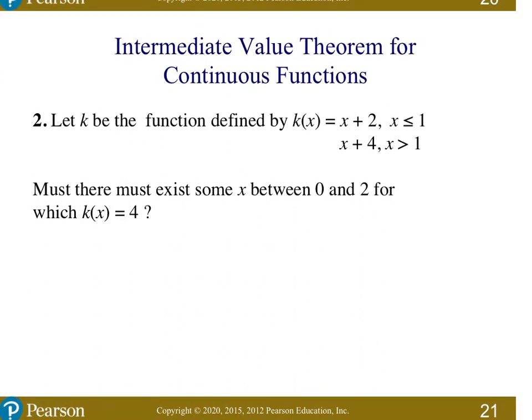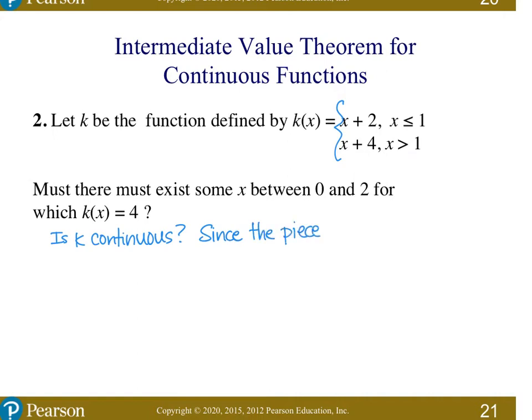Let k be a function defined as a piecewise function this time. Okay, so this is the pieces. Must there exist an x between 0 and 2 for which k of x could be equal to 4? Well, first we have to establish continuity. Is k continuous? Well, let's look at the pieces of k.